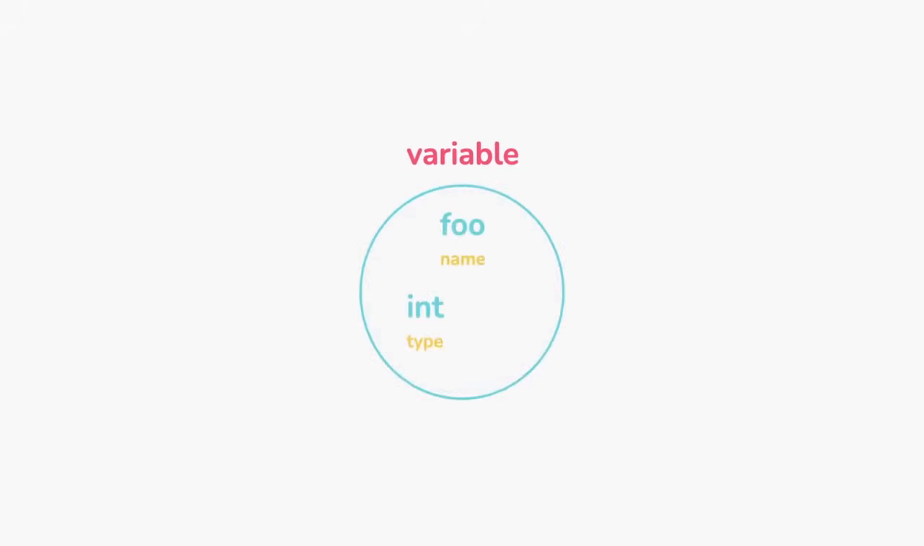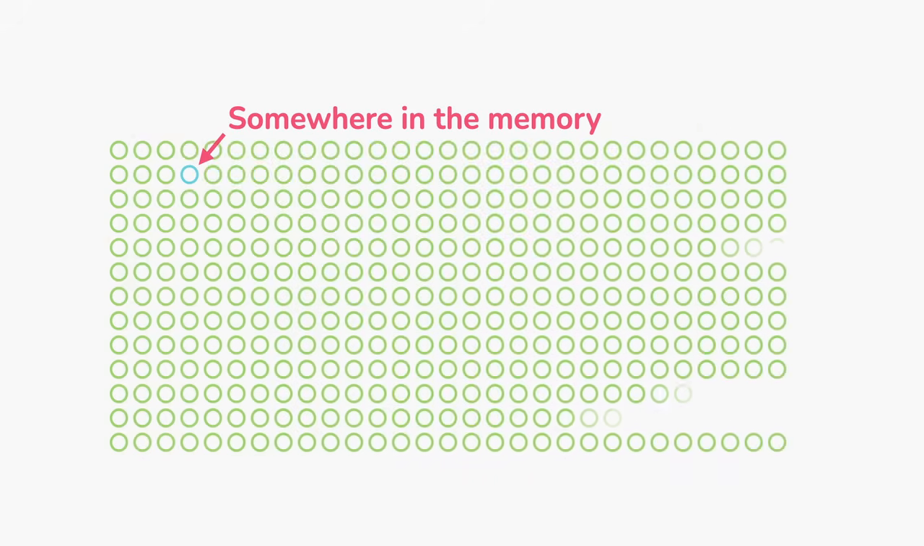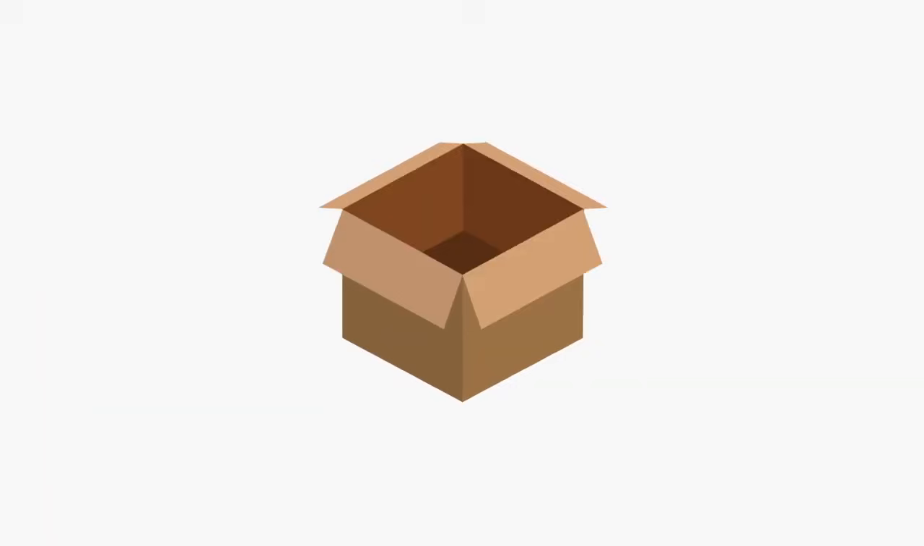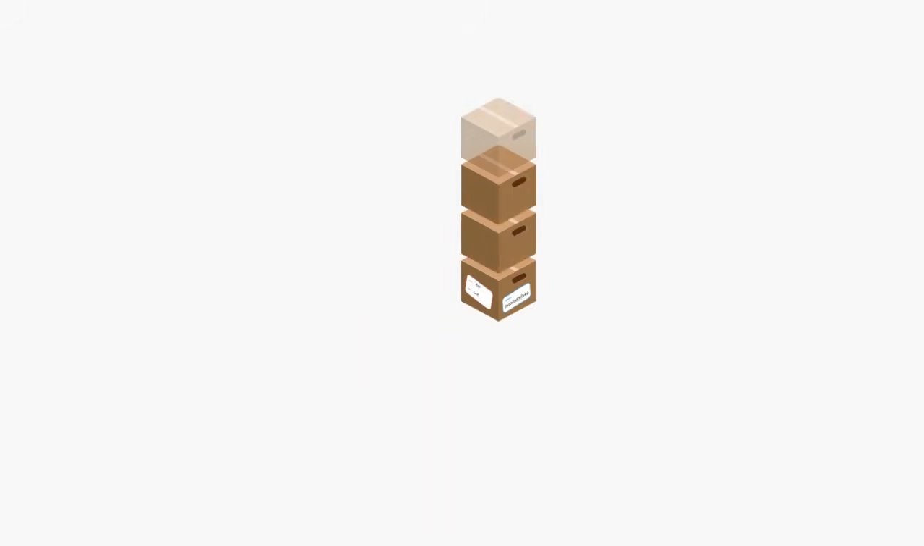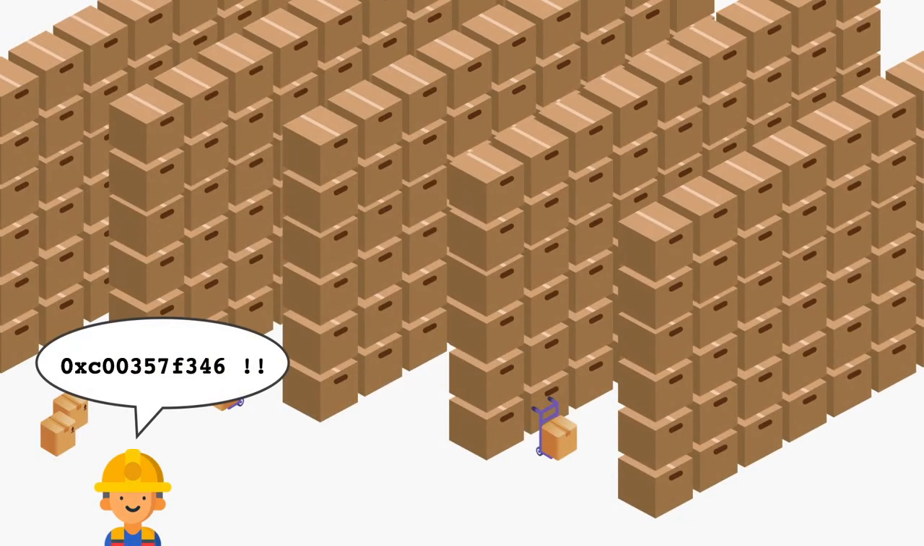If you think of a variable in programming, it would look something like this. It's going to have a name, type, and a value, and it's going to be stored somewhere in the memory. It's like a box that's stored in a warehouse, and inside that box there's the value, and we give the box a name and a type, but we also give the box an address. The address is going to represent the location of the box inside the warehouse. So if we need to go and get that box, we can immediately locate it and get it if we have the address.